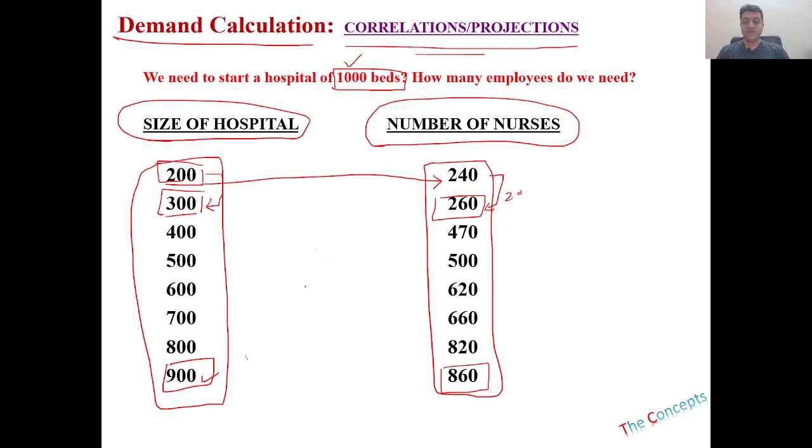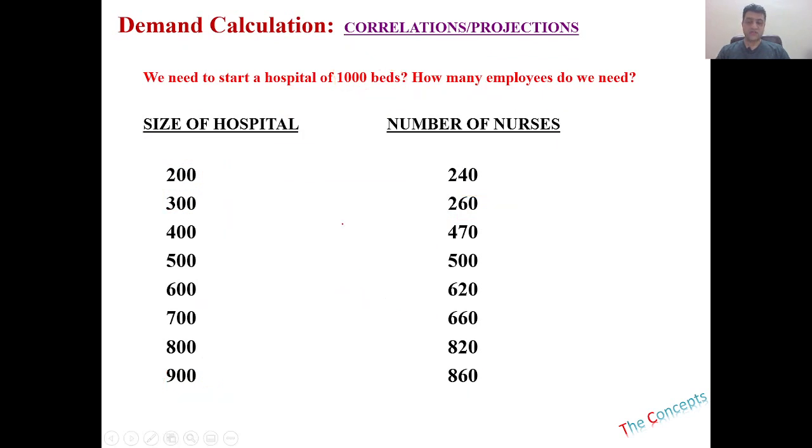Now, what if we have to start a hospital of 1000 beds? How many nurses will we be needing in order to operate the hospital effectively? Or let's say we are making a hospital of 650 beds and the data is not available. So, how many nurses and how many doctors will we be needing to staff our hospital? So, to do this, let's go to one of our examples in Excel file.